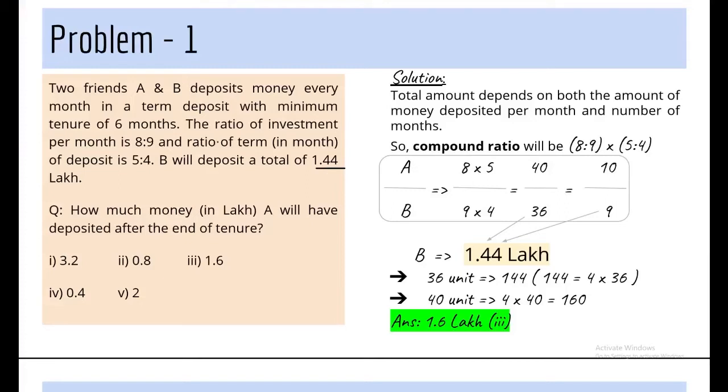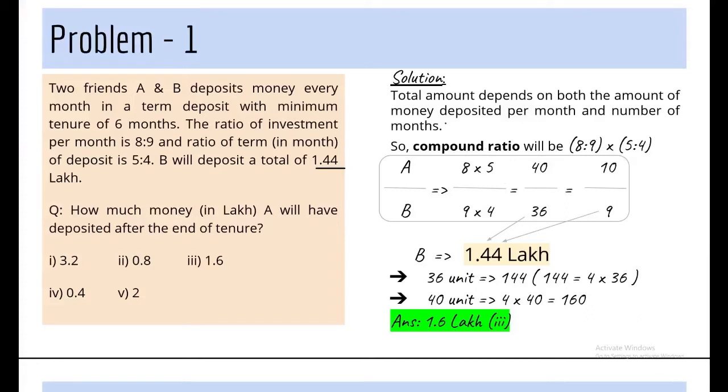So this means these two variables, the investment per month and the term, can be compounded together. So we can get the total amount by the compound ratio of 8:9 and 5:4. We have already learned what a compound ratio is. If two variables can be multiplied, the resultant ratio is called a compound ratio.